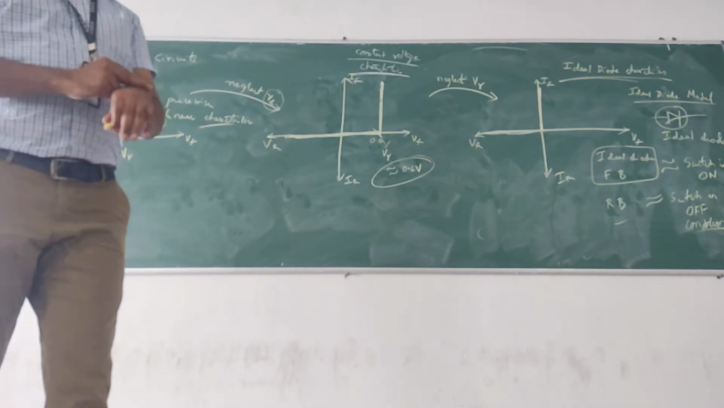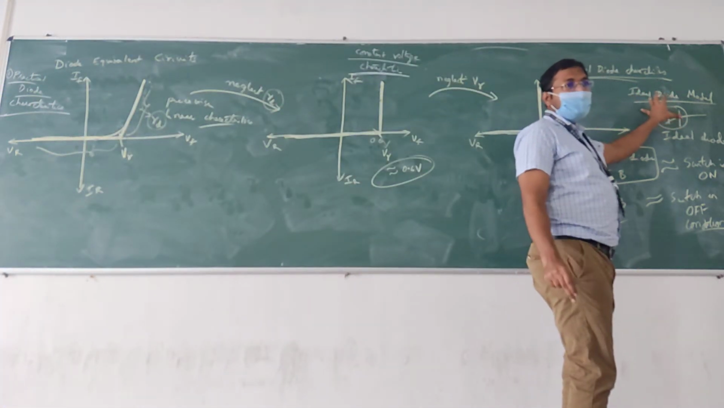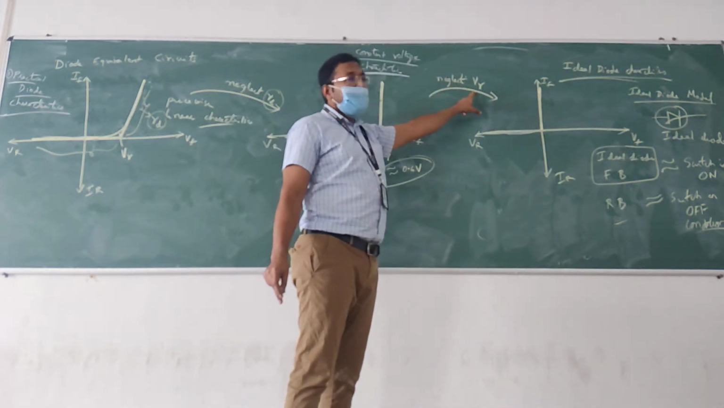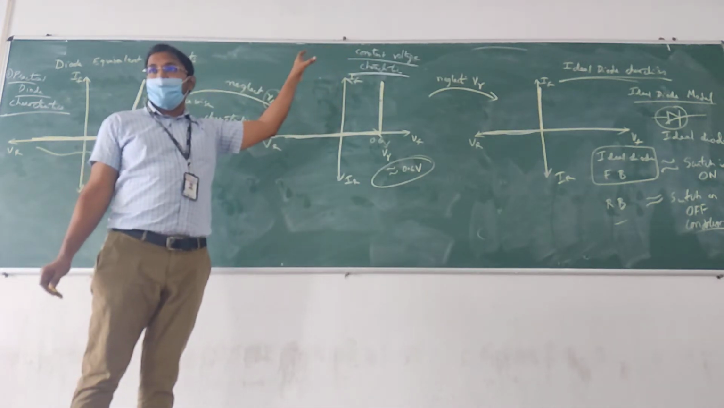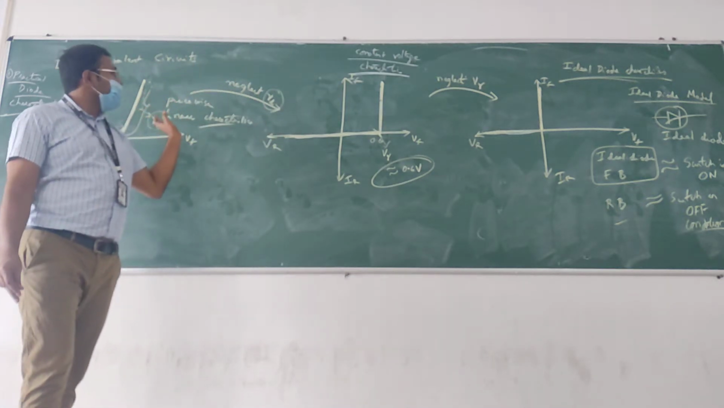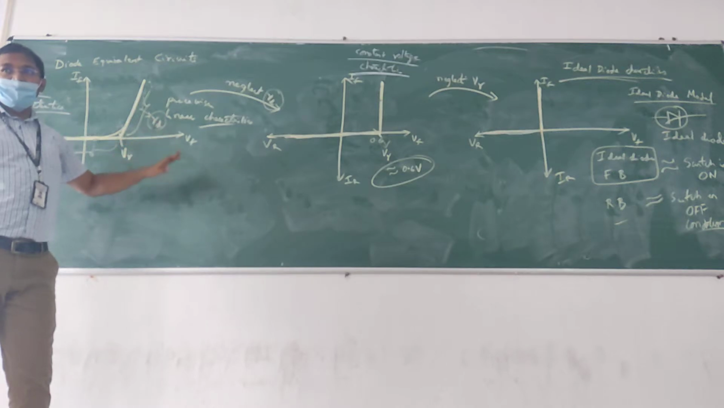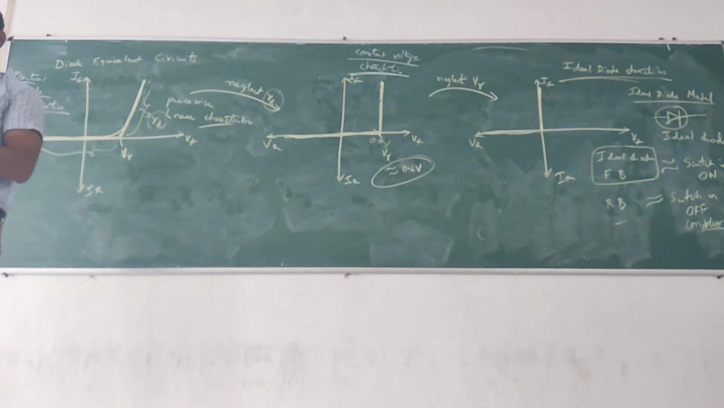Next, to this ideal model, if we include the cut-in voltage, we get this model. And to this again, if we include the resistance, the diode resistance, then we get the practical model. Will you try? Try it.